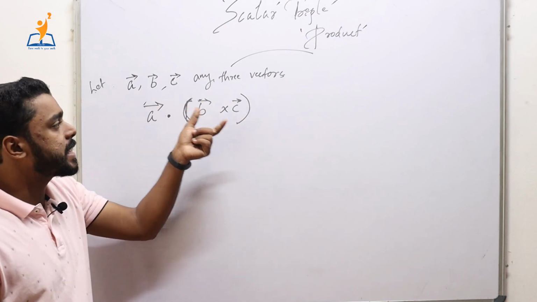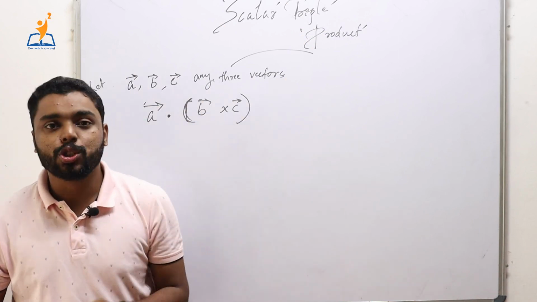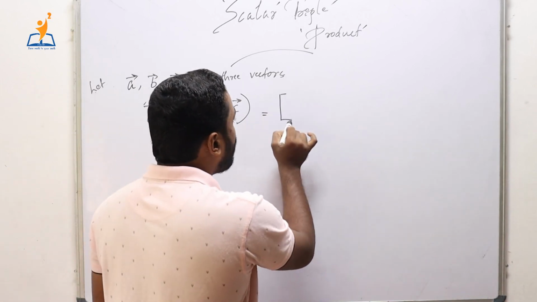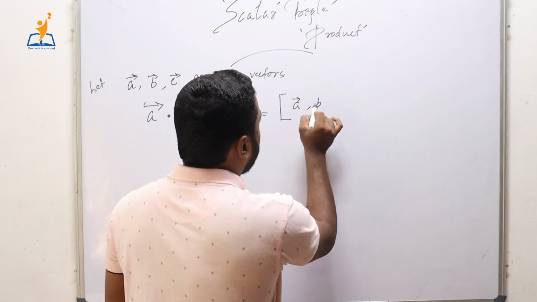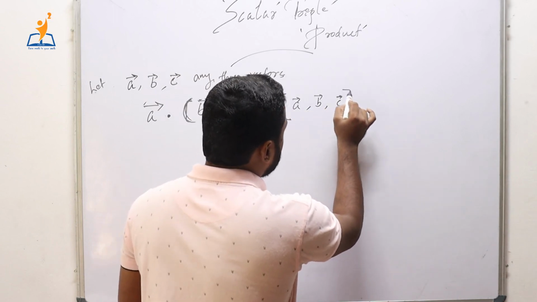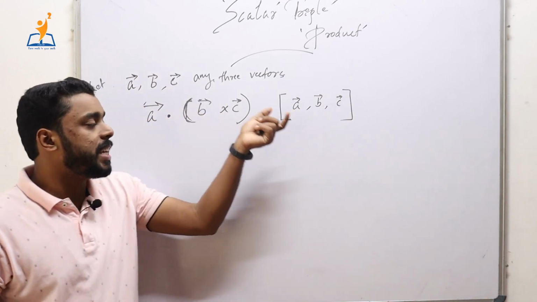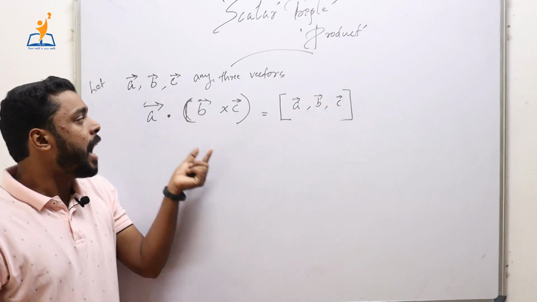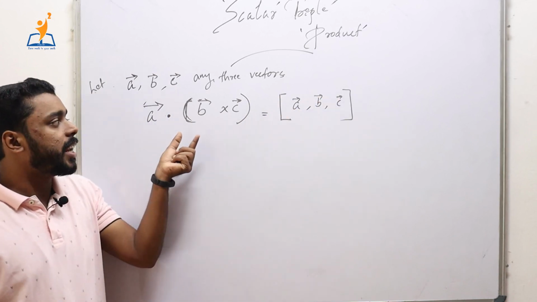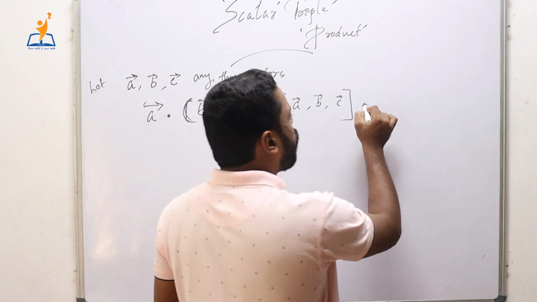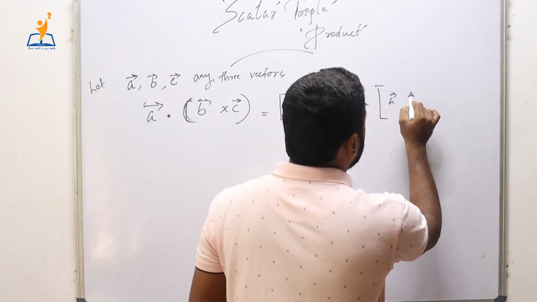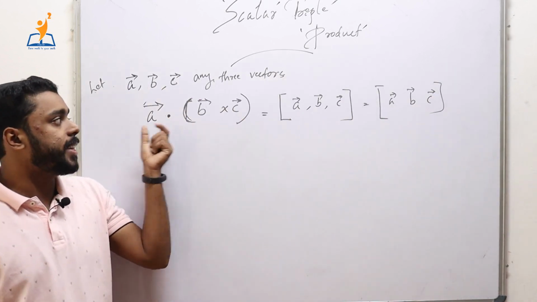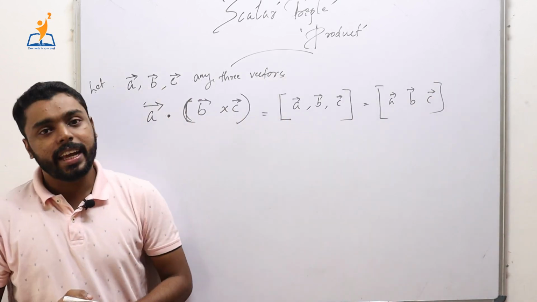So this is the scalar triple product of any three vectors, and we can denote it as box vector A, vector B, vector C. So box A, B, C is nothing but the scalar triple product of A, B and C, and it is defined as vector A dot B cross C. Sometimes we also denote it like A, B, C without any commas. These are two notations for representing the scalar triple product of any three vectors.